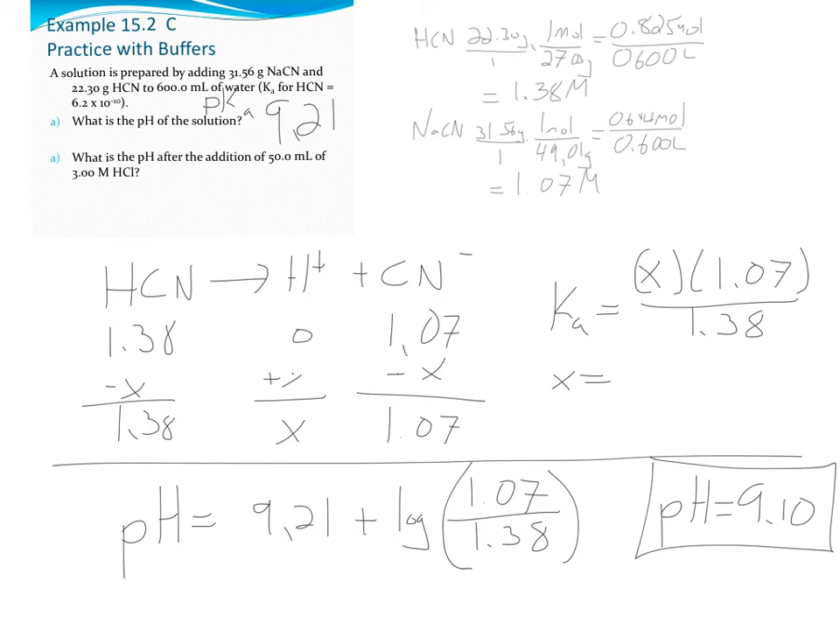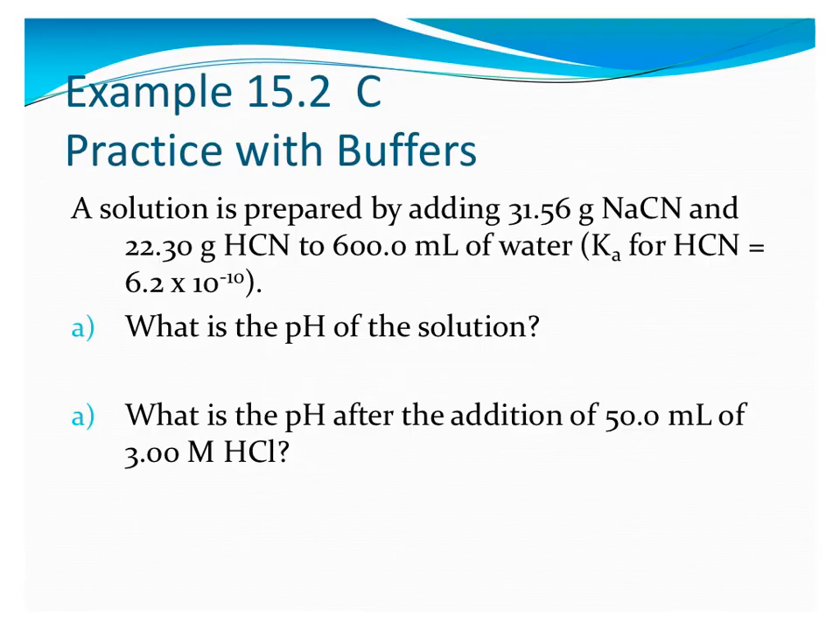Okay, so that is the buffer all by itself, the common ion problem. Let me clear this out and look at part 2. Part A, part 2 says, what is the pH after the addition of 50 milliliters of 3 molar HCl to the buffer that we already have?